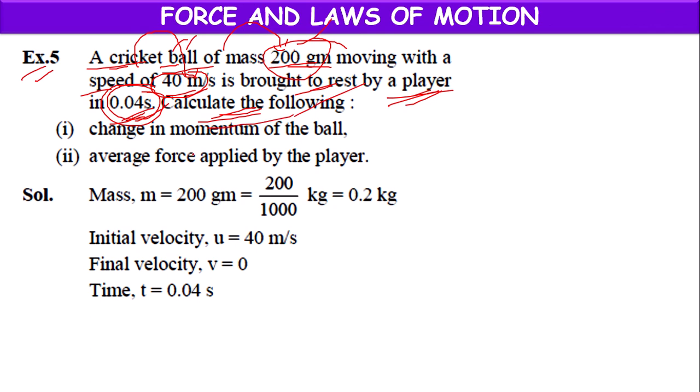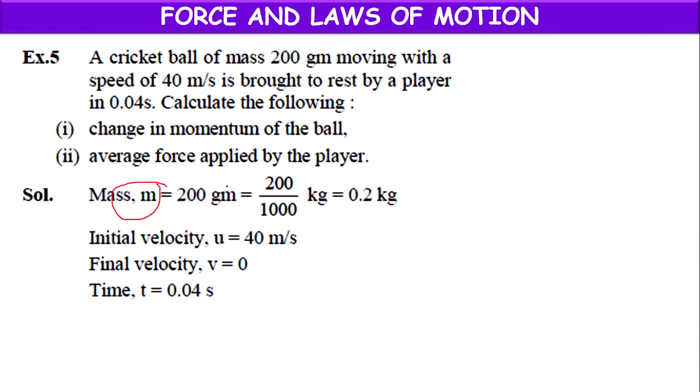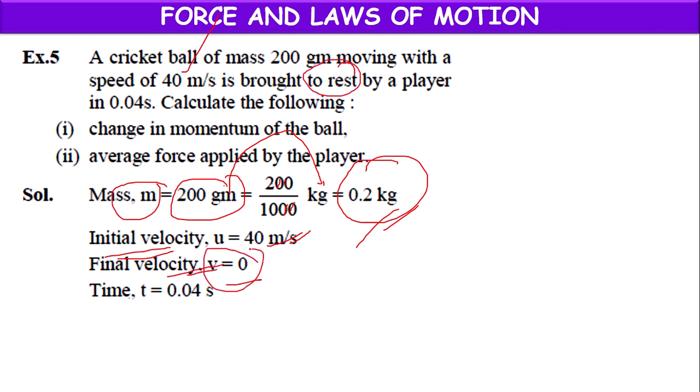Calculate the following. Change in momentum of the ball, average force applied by the player. These two we have to calculate. So mass given that 200 grams, we can convert into kgs by dividing by 1000. 2 zeros gets cancelled. 2 by 10 equal to 0.2 kg. That is mass. Initial velocity, they have given that 40 meter per second. Final velocity, finally it is brought to rest. So final velocity is 0. In how much time it brought to rest? In 0.04 seconds. That is the time. So these are the given values, children.